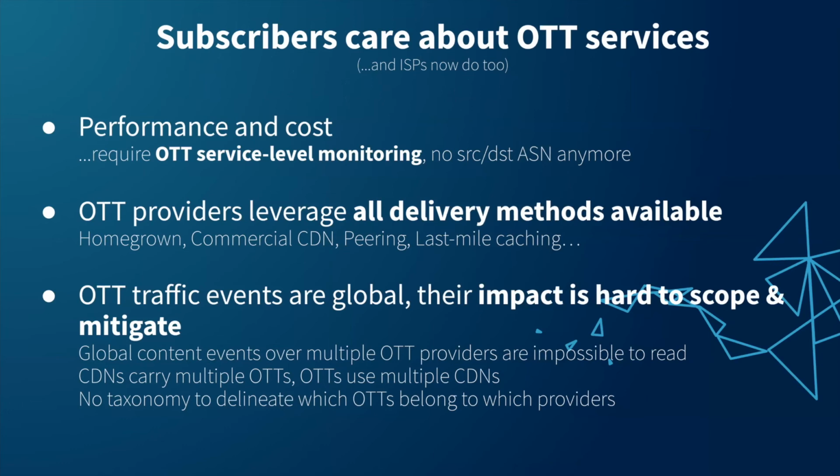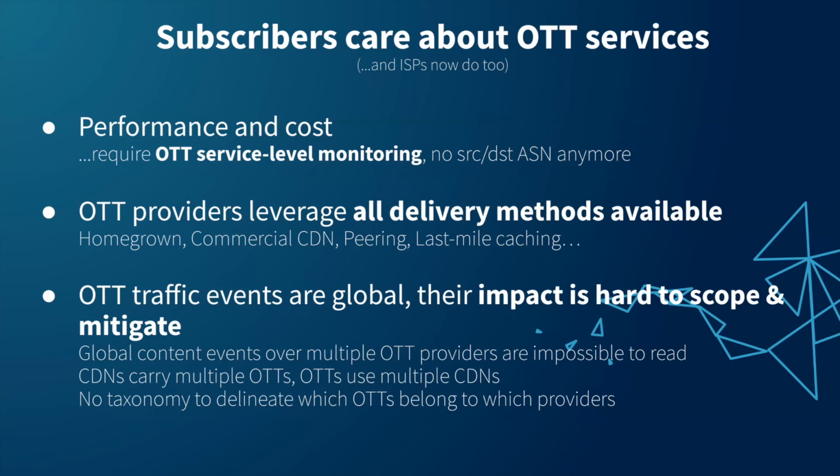And so, as we've said, subscribers care about OTT services, and ISPs have shown in the recent discussions that I've had with a ton of them that they do care a lot about this. A ton of them actually have ongoing projects to measure QoS by favorite user destinations. And so performance and cost, which is the central theme today, requires OTT service level monitoring. Source and destination ASNs don't cut it anymore.